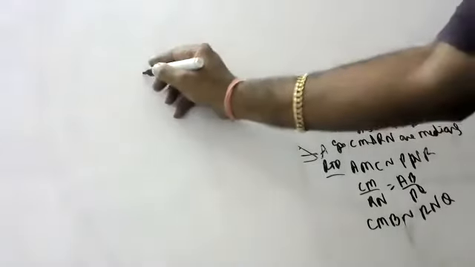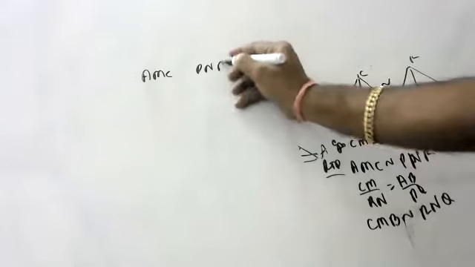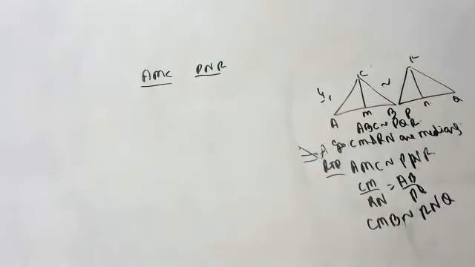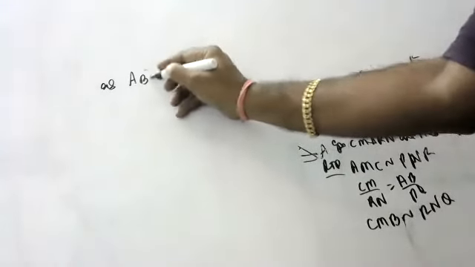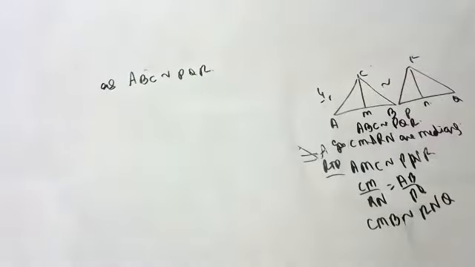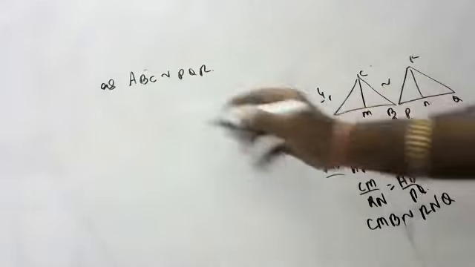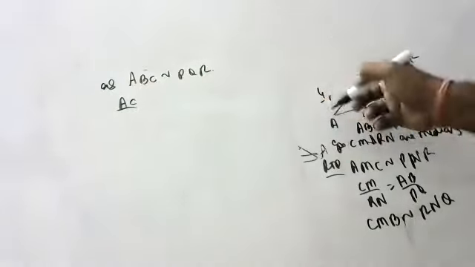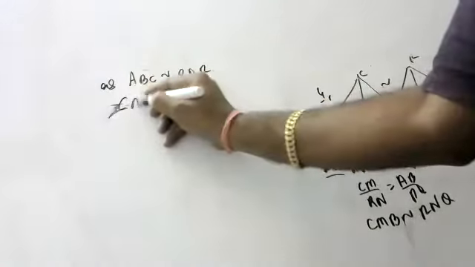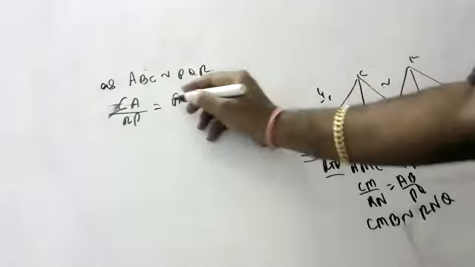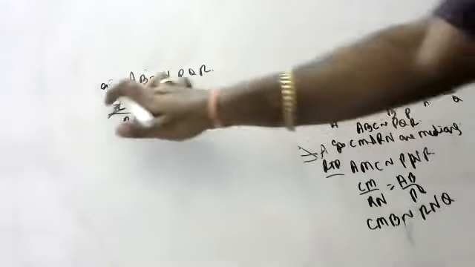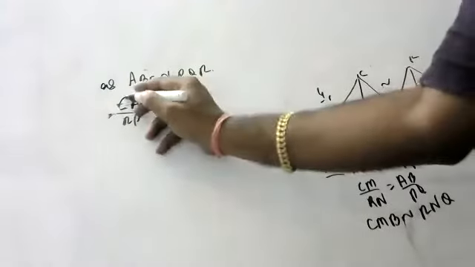Let us take this small triangle and this small triangle, children. First one is AMC and PNR. In AMC and PNR, angle A is equal to angle P. As ABC is similar to PQR, tell me the corresponding sides, children. CA by RP is equal to AB by PQ. CA by RP is equal to AB by PQ.